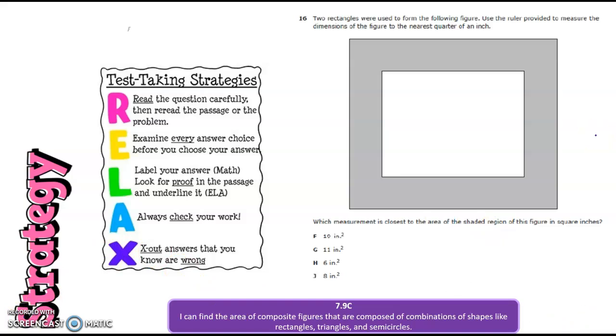Two rectangles were used to form the following figure. Use the ruler provided to measure the dimensions of the figure nearest the quarter of an inch. So when you are looking at this problem, you're going to want to pull that ruler out. Since we do not have that ruler, I am going to give you those answers, but I want you to go and look for that ruler option in that Practice STAAR resource so that you are able to practice that. All right, so let's say we took our ruler and we measured this, and it was 4 here and 5 here. And on the outside, let's say it was 5 here and 6 here.